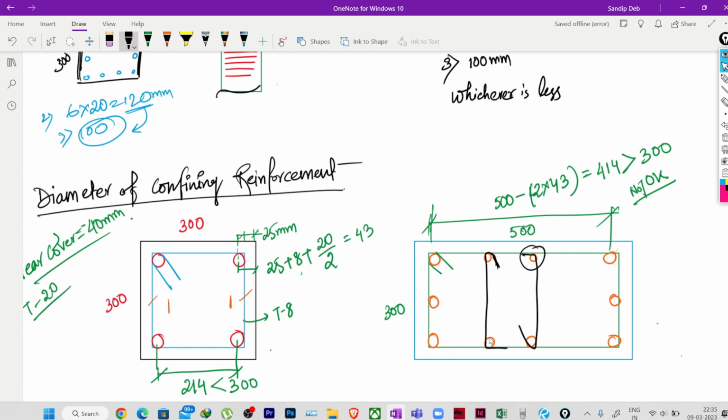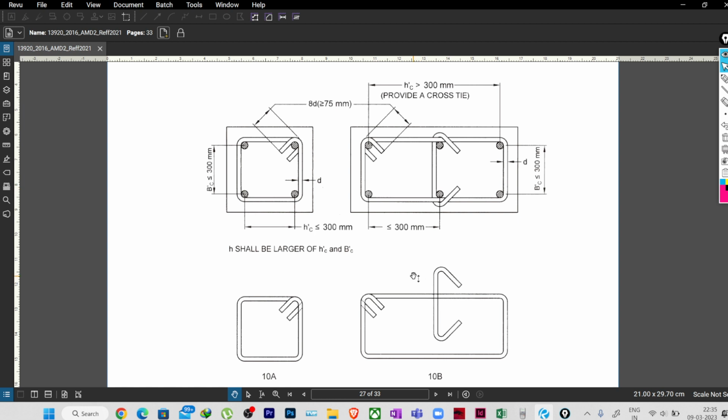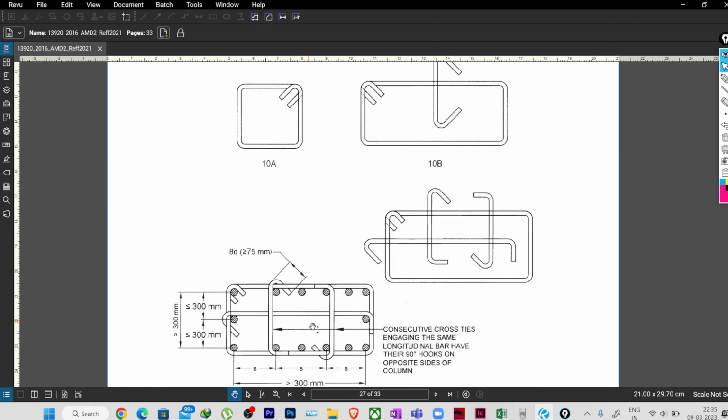this should be a zigzag pattern. So one is here, another one is here, two is here, another two is in the opposite direction. Okay, so like this you can see here. If you're providing one, okay, fine. When you're providing multiple links, in that case you'll be providing like this. The 8D I have already discussed.